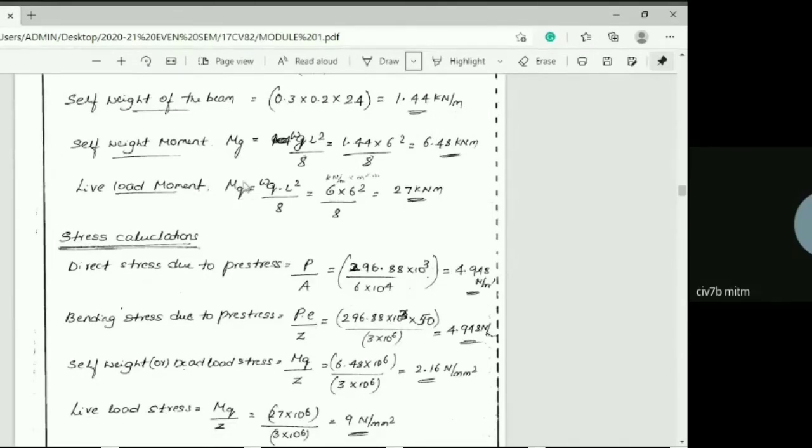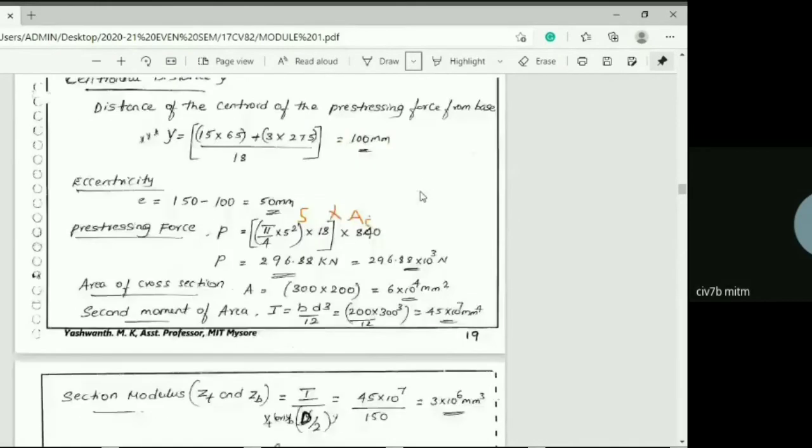Next, coming to the live load moment. ML is equal to, once again, WLL or WL into L square divided by 8. Why am I using this formula? Since they have asked for the stresses at midspan. If the quarter span were asked, the formula is different. If they ask at 1/3 span, the formula is different. Since the bending moment will be maximum at the center, it will be given by WL square by 8. So the live load moment is 6 into 6 square divided by 8. You will get the answer 27 kilonewton meter.